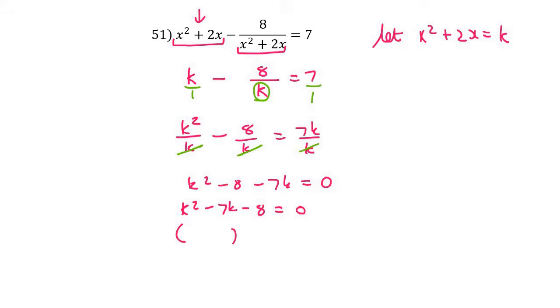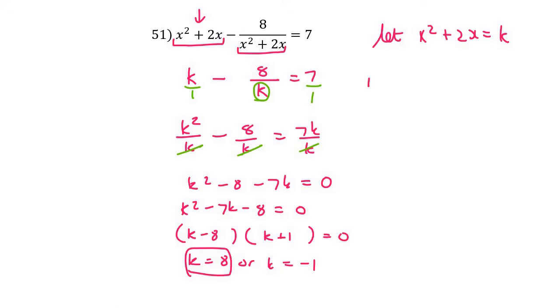And then this one can be factorized pretty easily as k minus 8 and k plus 1. And so k would be equal to 8, or k would be equal to negative 1. So that's not the answer, because remember, we're trying to find x, but we've just found k. But we're halfway there, because now what we can do is we can use this first one.